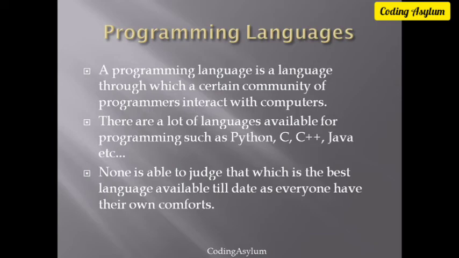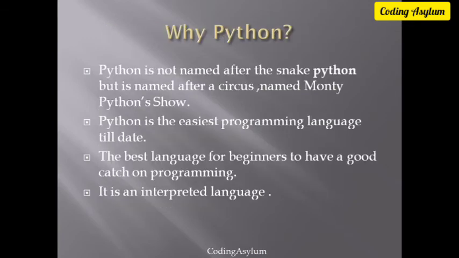Python is the easiest programming language to date, and according to me it's even the best. Although no one is able to judge which is the best language available, as everyone has their own choices, tastes, and comfort zones. But the maximum group of people find Python their most comfortable zone, and thus they choose Python. It is really a very beautiful language. Then why should we consider Python? First of all, Python is not named after the snake. It's named after a circus show called Monty Python's Circus.